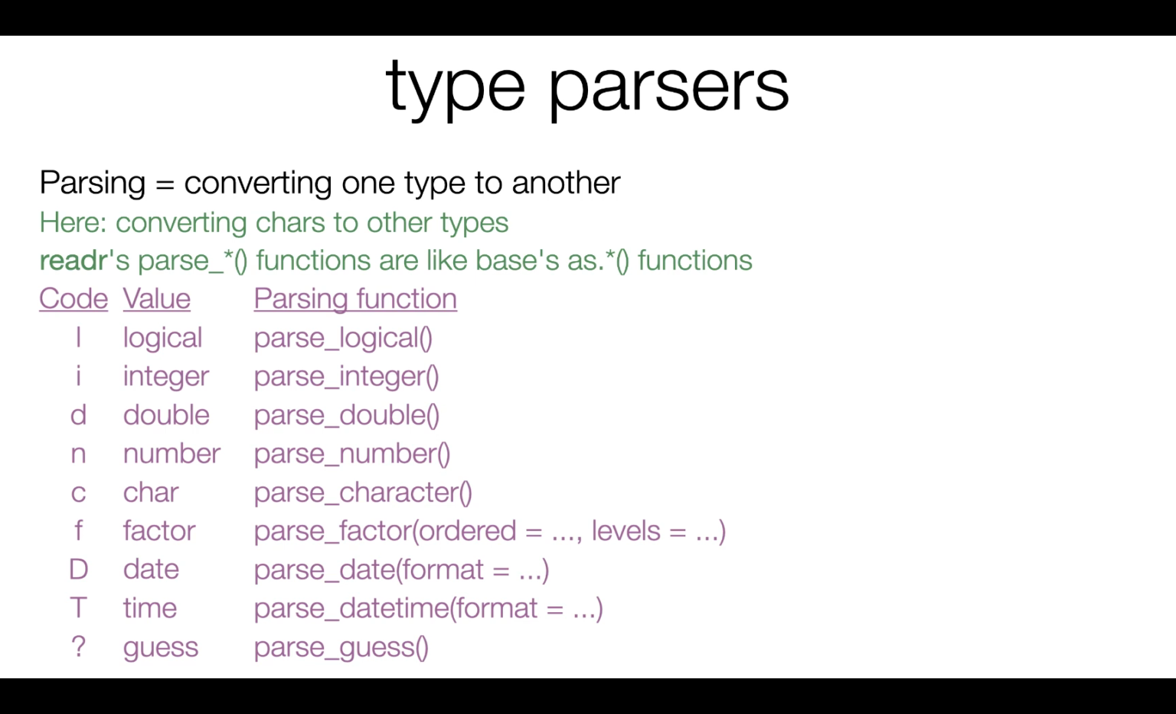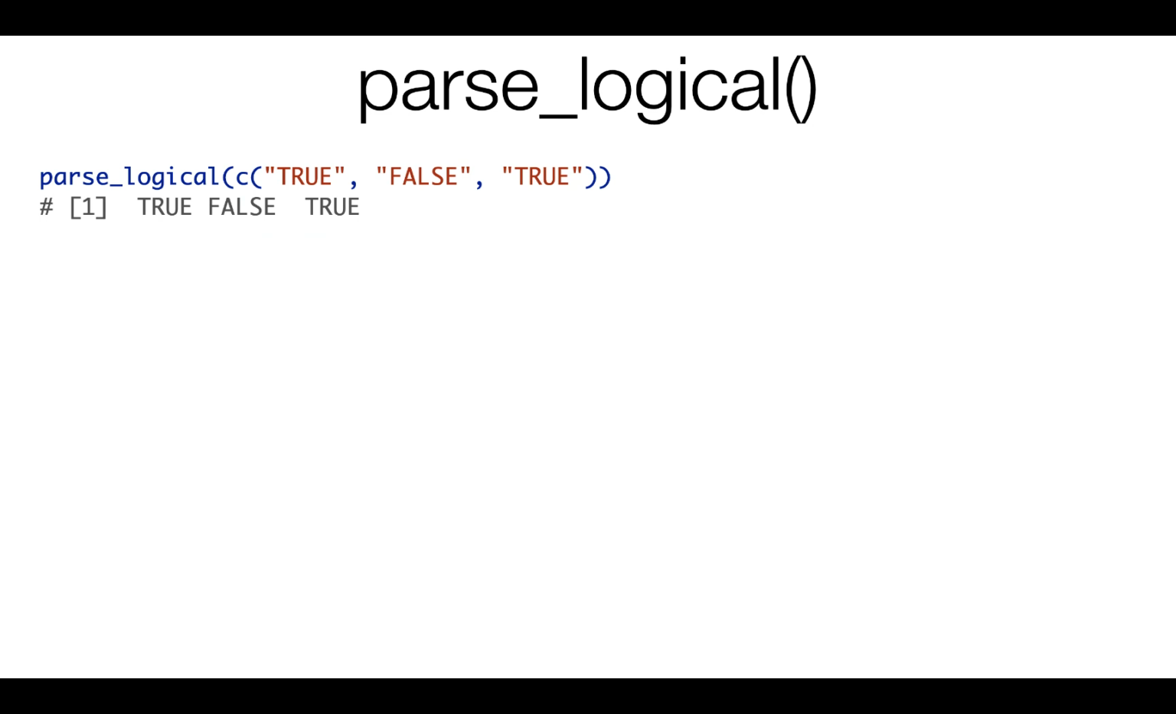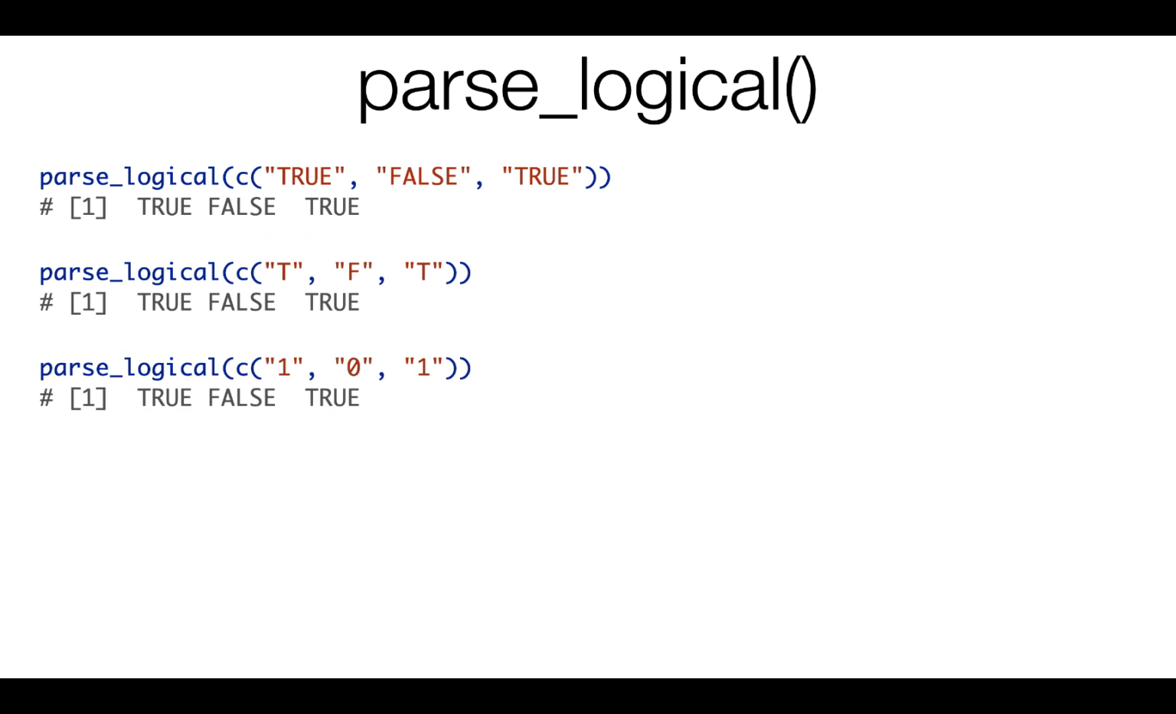Each of these parsing functions has something a little unique to it, so it'll help us to go through each of these individually. First, parse_logical. parse_logical at a base level works exactly how you think it's going to work, okay? TRUEs, FALSEs get parsed as TRUEs and FALSEs. T's, F's get parsed correctly. Zeros and ones, if it's 1, it's TRUE. If it's 0, of course, it's FALSE.